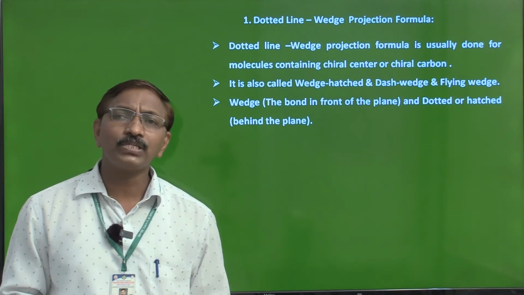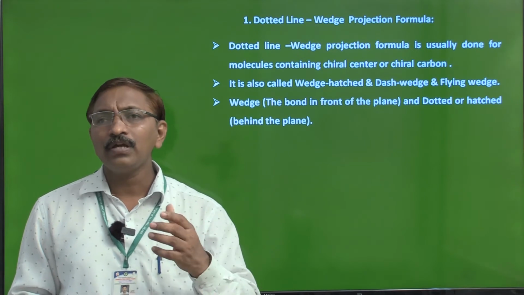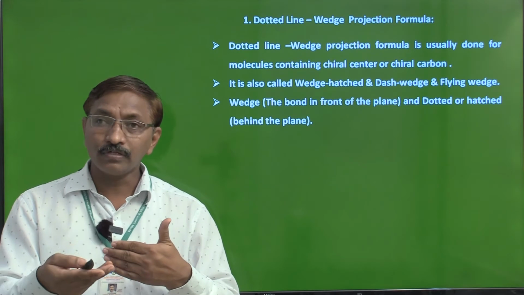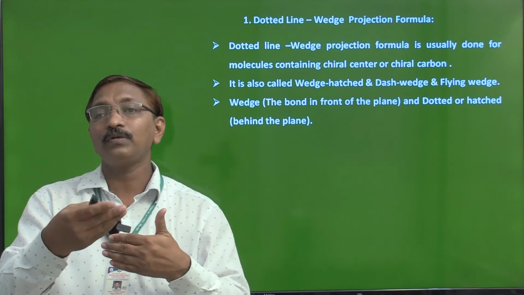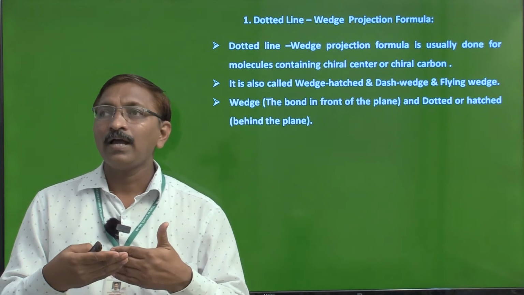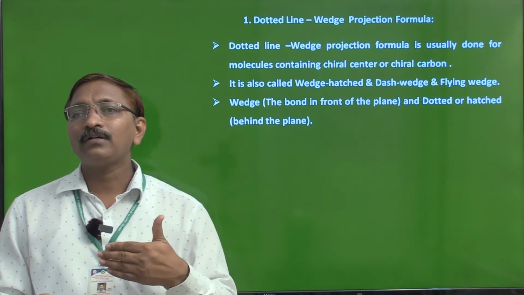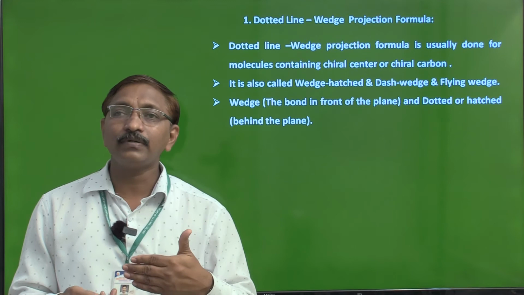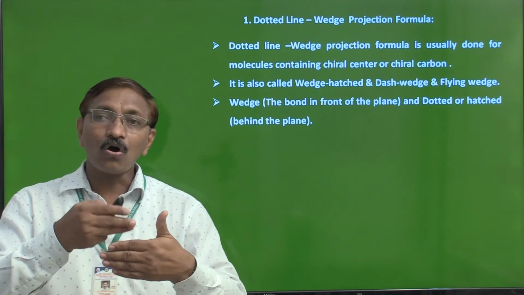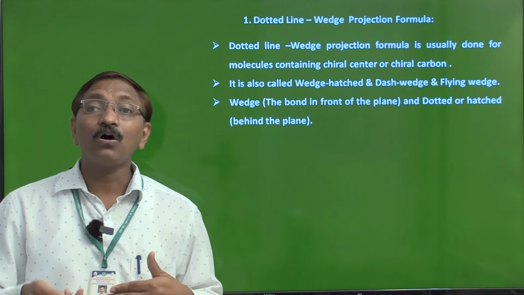So what is meant by wedge? Wedge is nothing but the bond which is nearer to the observer, nearer to the viewer, or which is above the plane. It is called wedge, that is a thick line. And a dotted or dashed line is nothing but the atoms or group of atoms which are behind the plane, or they are away from the observer.